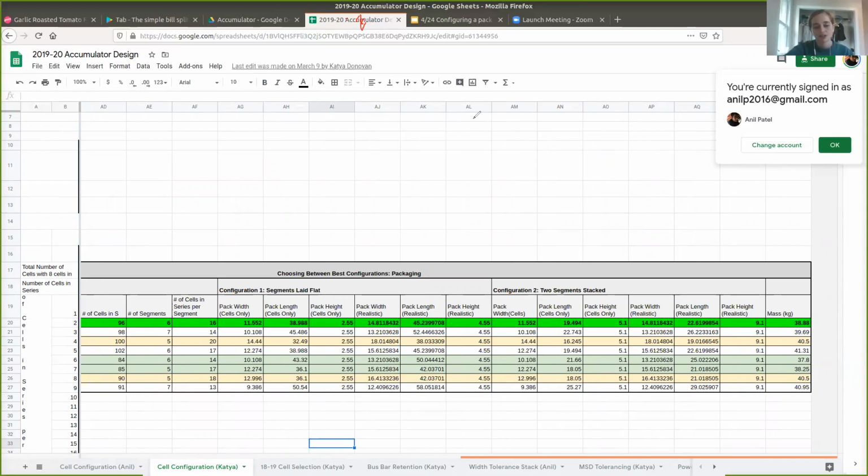There's also, Anil did this in his cell configuration, comparing the current drop of each of the cells, so that we could see how efficient they would be, and how much power we might be losing to heat. So that's what the top contenders were between how we chose our segments, or how we chose our pack configuration.